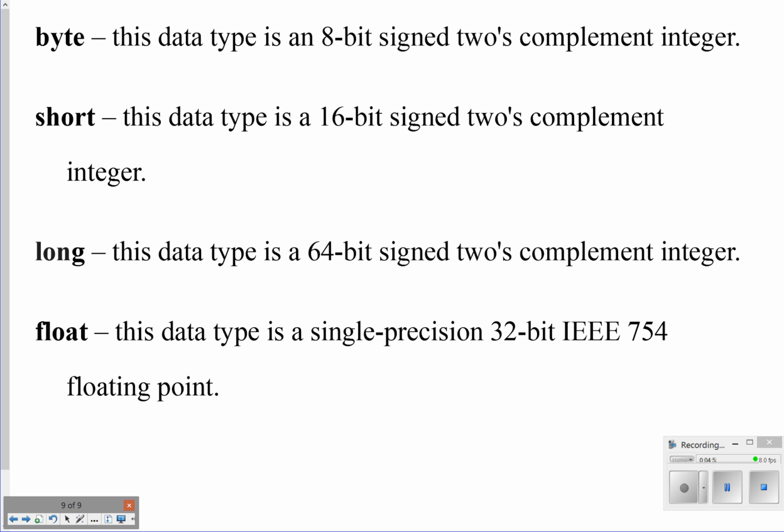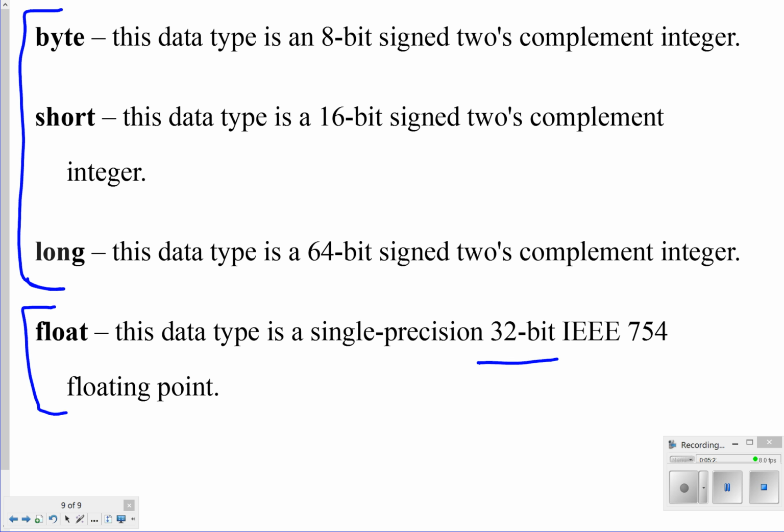Now there are other data types. Like I said, we're not going to look at them in detail. Byte is a data type that is an 8-bit signed two's complement integer. Short is a 16-bit signed two's complement integer. Long is a 64-bit signed two's complement integer. If you think about it, byte, short, and long are the same thing as an int, except they're different sizes. And a float is the same thing as a double, but it's smaller. And there we go. That is the end of this lesson.